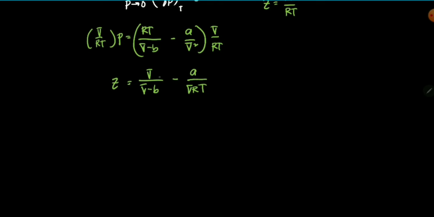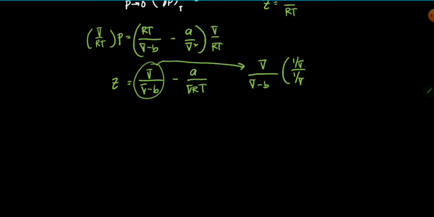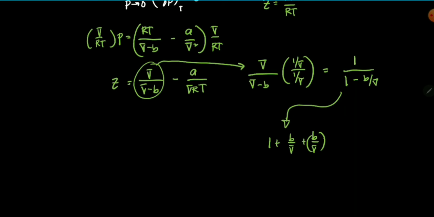Okay? So, we can convert this again to an expression that is similar to a certain expression that can be converted to a Maclaurin series expansion. So, V bar over V bar minus B. Multiply natin ng 1 over V bar over 1 over V bar. Magiging 1 over 1 minus B over V bar. So, this can be converted into a series, okay? 1 plus B over V bar plus B over V bar squared plus B over V bar cube plus the infinite series siya of increasing powers of B over V bar.